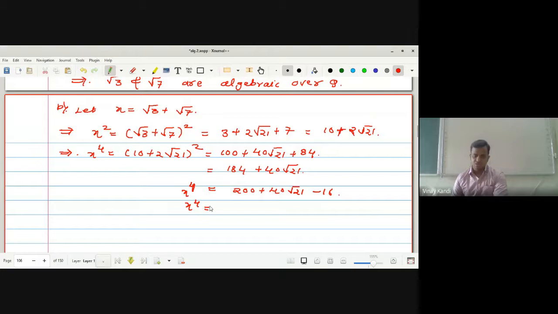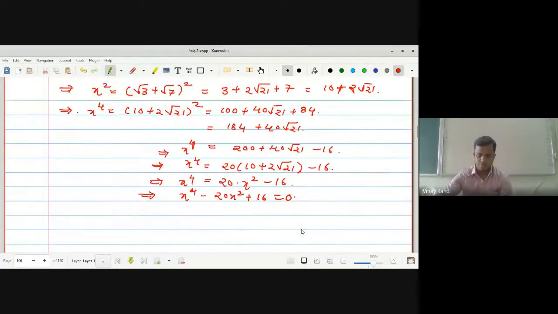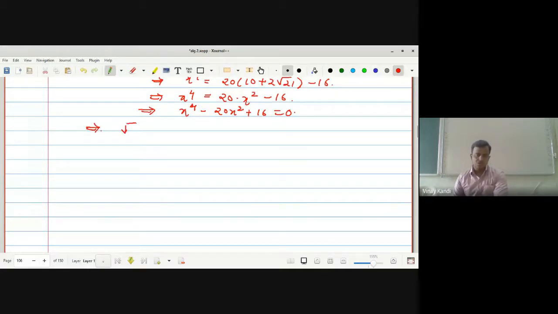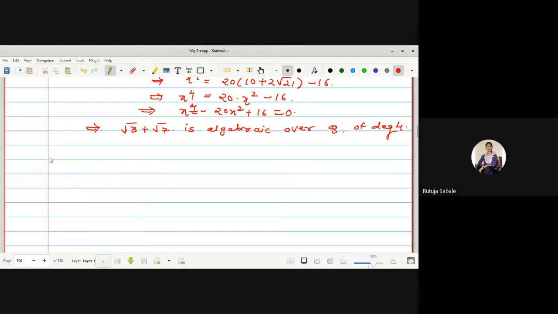So x raised to 4 is equal to, taking 20 common, 20 times (10 plus 2 root 21) minus 16, which is equal to 20 x squared minus 16. This implies x raised to 4 minus 20 x squared plus 16 is equal to 0. So this implies root 3 plus root 7 is algebraic over Q, of degree 4. Is it correct? Four. Yes, sir.